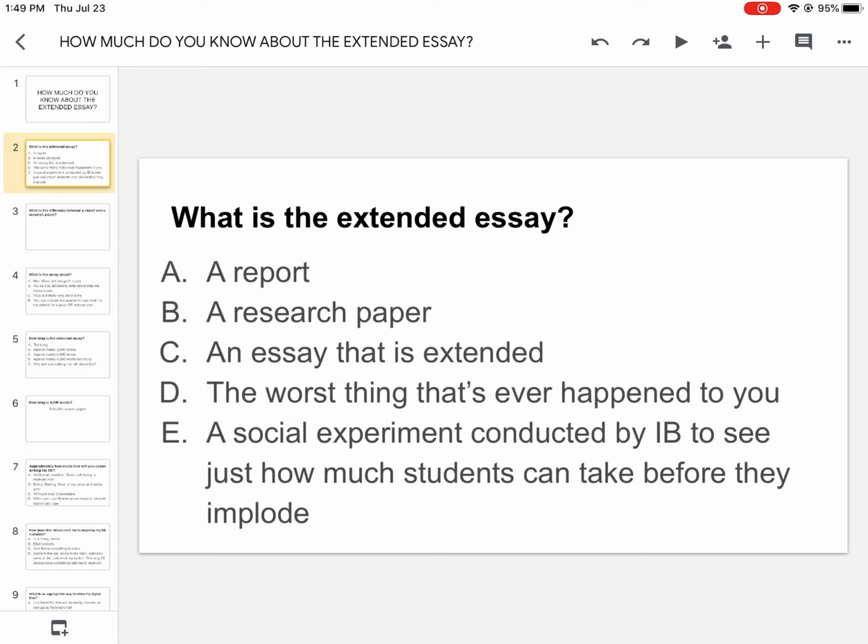So, is it a report, a research paper, the worst thing that's ever happened to you? While at times it may seem like D or E, the worst possible thing that you've gone through, or a horrible social experiment, it's really not that bad. And the answer here is that it is B, a research paper.